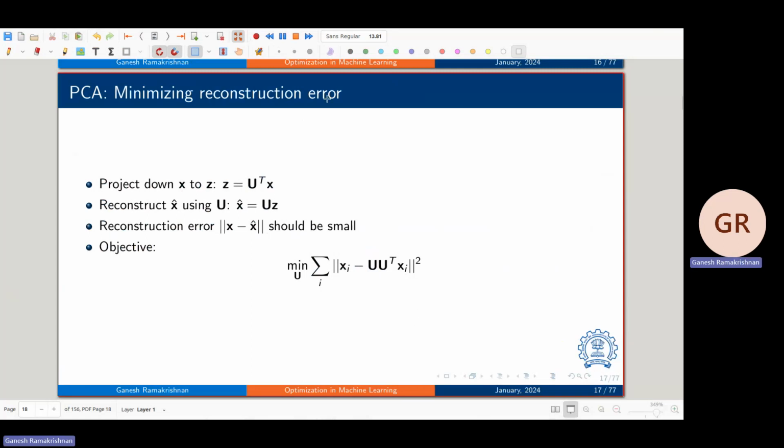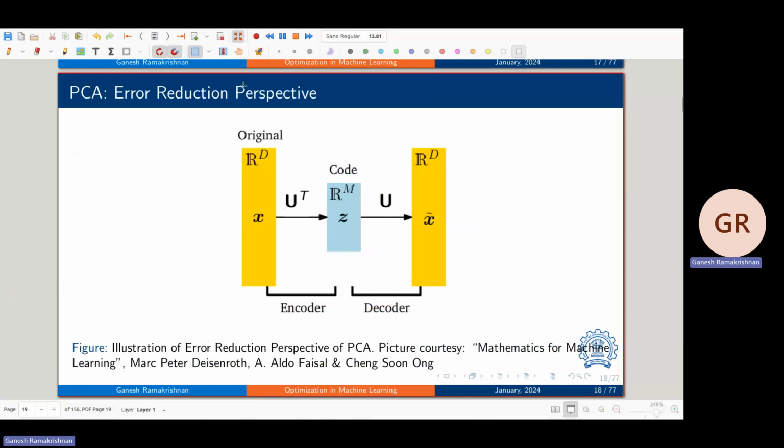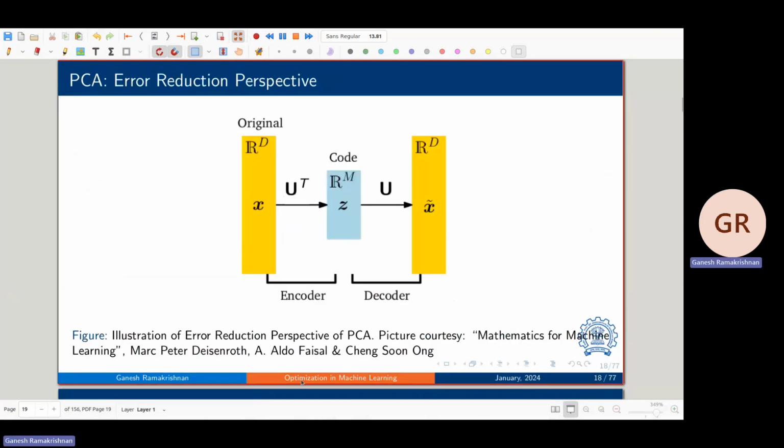So that's one perspective, the error reduction perspective. Go from x using u transpose to the encoder or the compressor, and then you have a decoder which takes the transpose of the u transpose and recovers back the x. This is one perspective. And this is courtesy this nice book, Mathematics for Machine Learning. You can have a look at it.